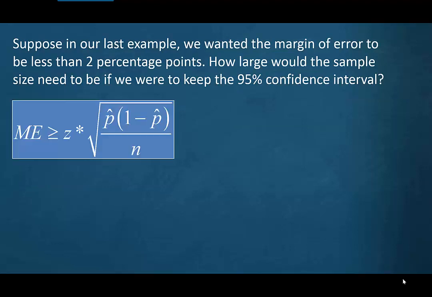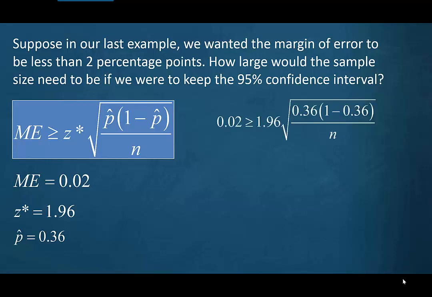So let's label what we know. We know the margin of error is 2 percentage points, so we'll write that as 0.02. We want a 95% confidence interval, so Z star, the critical value, is 1.96. And we can use our earlier poll and estimate p hat at 0.36. We're going to substitute these values in and solve for n.